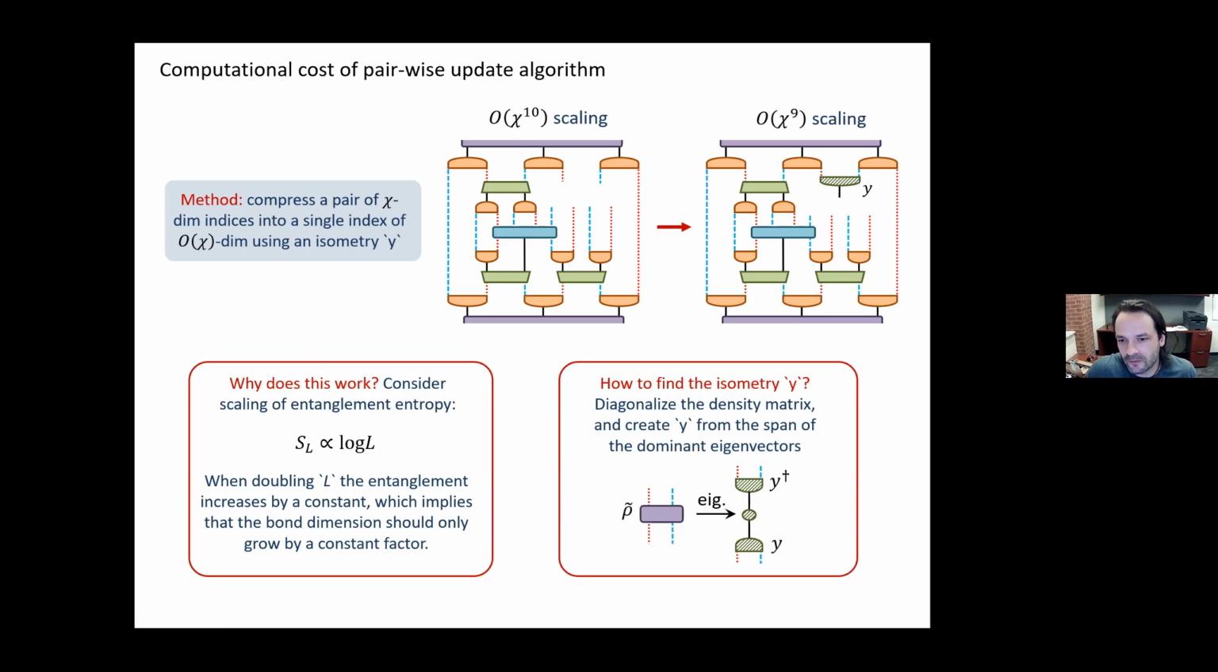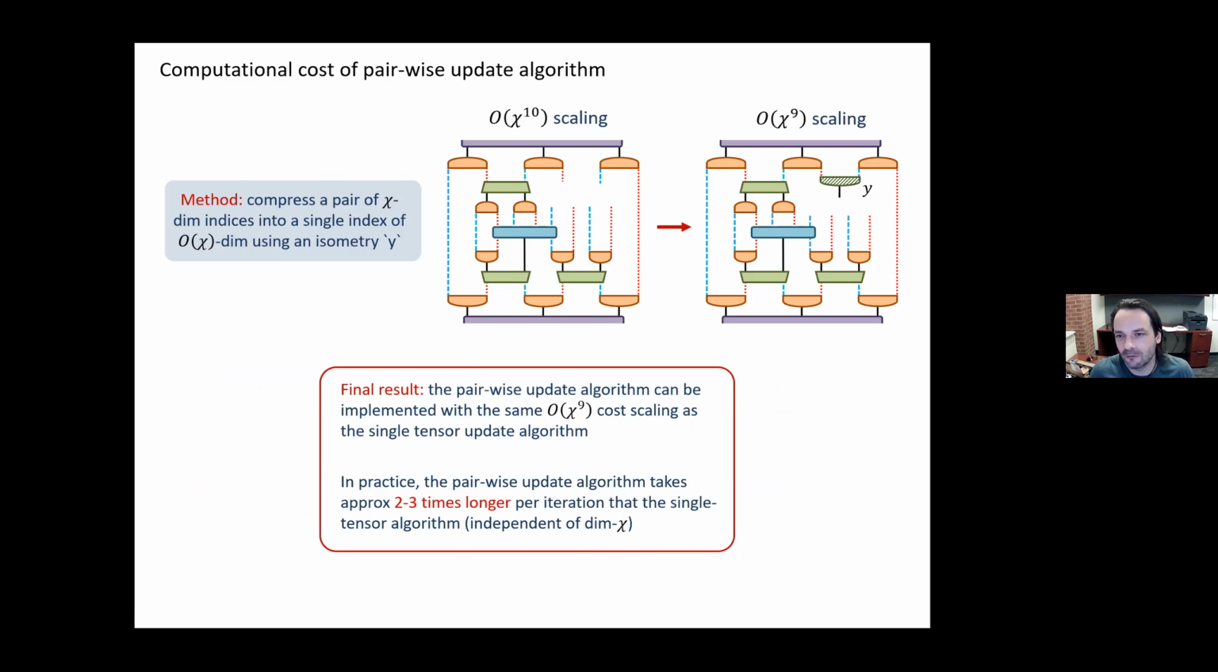So it works, and in practice, in order to find this isometry, I'm just diagonalizing a density matrix and keeping the span of the dominant eigenvectors. So doing this is very easy, and in practice it works very well. Okay, so the final result is we have an algorithm where all of the networks have the same cost scaling as the original binary mirror algorithm.